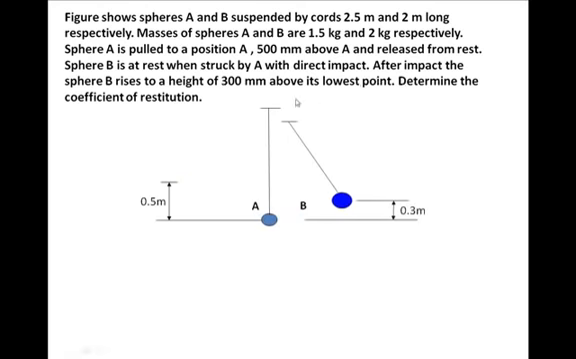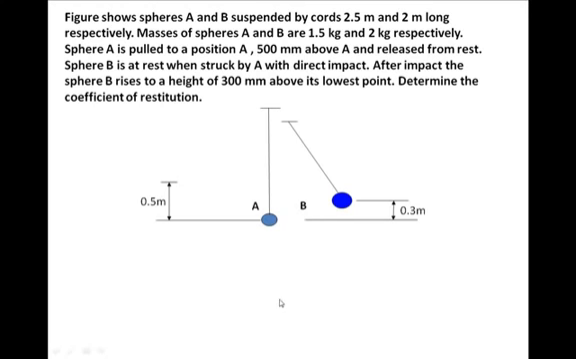And they have said that sphere B is at rest when struck by A with direct impact. Now, spheres A and B have a direct impact. B was at rest, and due to this impact it got some velocity and moved up. What they found is that after impact, sphere B rises through a height of 300 mm, that is 0.3 meter, above its lowest point, about this point. Determine the coefficient of restitution. So in this collision, with all the data given, they want the coefficient of restitution for this impact.